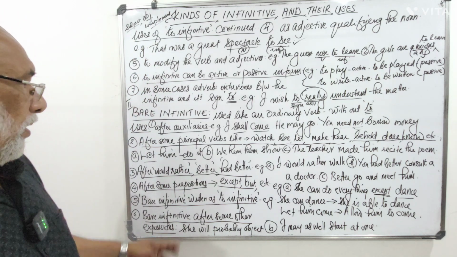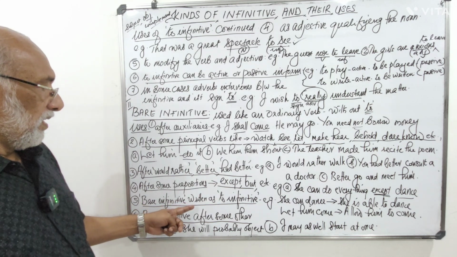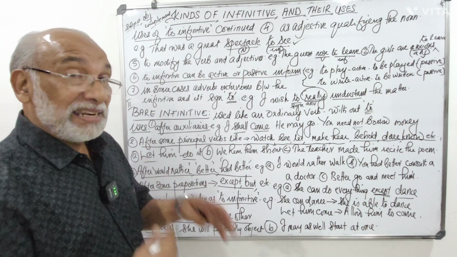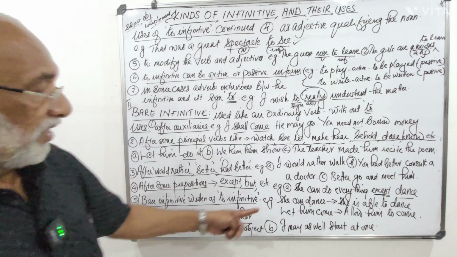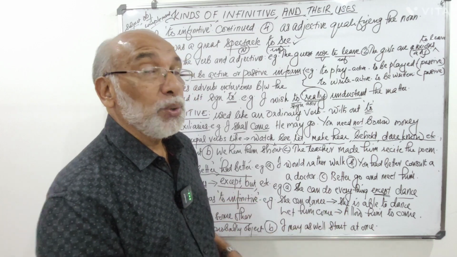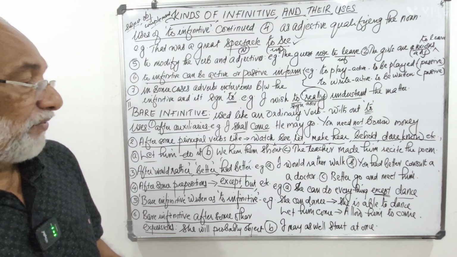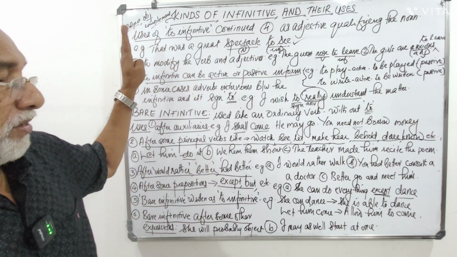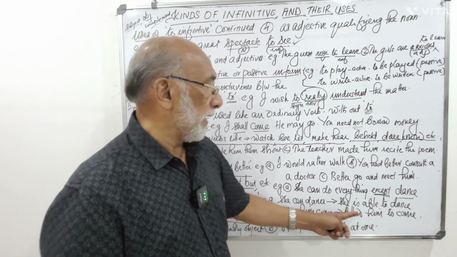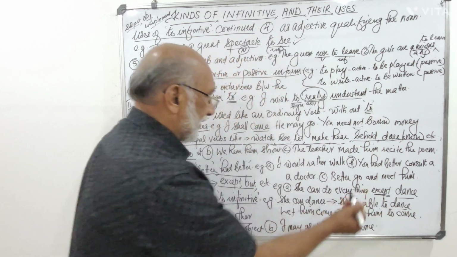Then another use of bare infinitive is that it can be rewritten as to infinitive. See, she can dance. Then we add something there: she is able to dance. She can dance. So it is rewritten with to infinitive, not bare infinitive but to infinitive, to plus verb. She is able to dance. Here, to dance. But here it is, she can dance.